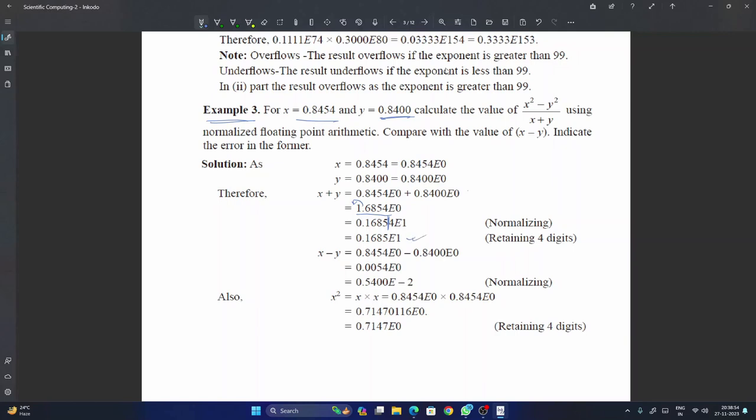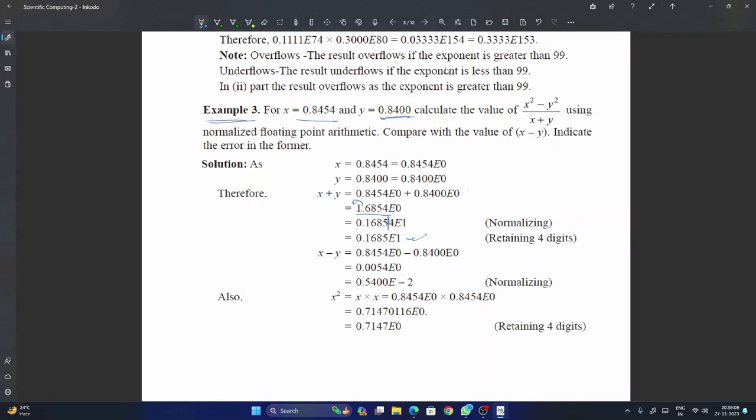That is the final values. And what is the x minus y? So in the x minus y, it will be 0.8454 minus 0.8400 E0. After the subtraction you have 0.0054 E0.